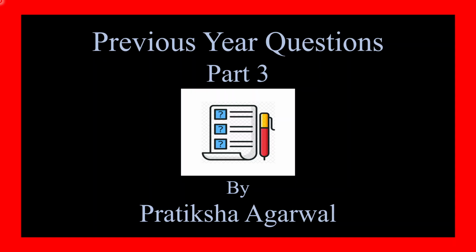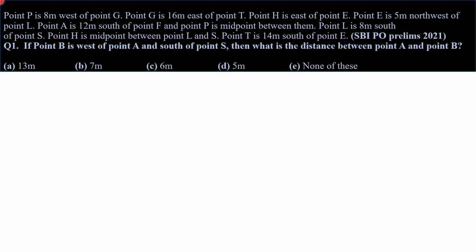Now let's see the first question. So this is the first question. First we are going to draw a direction. Now let's proceed to the question. Point P is 8 meter west of point G. Okay, this is point G and point P was 8 meter west of point G.